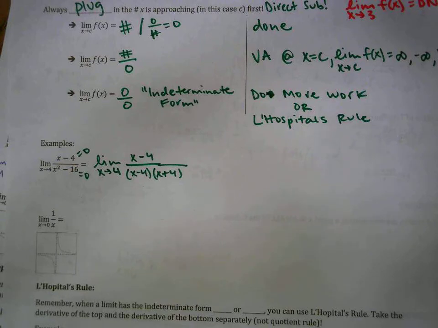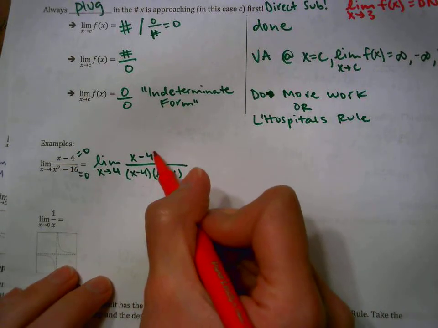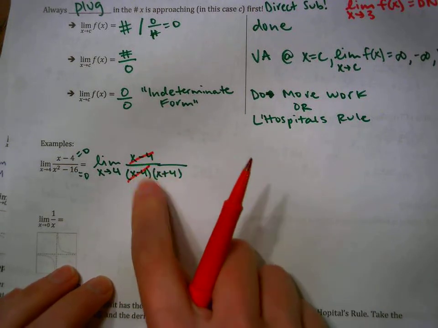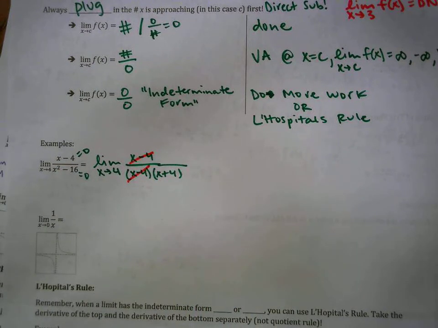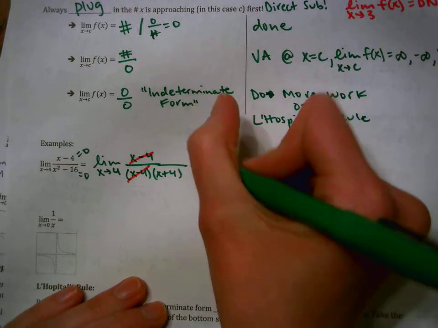So then I can see that these cancel. And what does that mean when those cancel? Well, let's finish the problem, and then I'll break down why this works. So when those cancel, you can rewrite it.